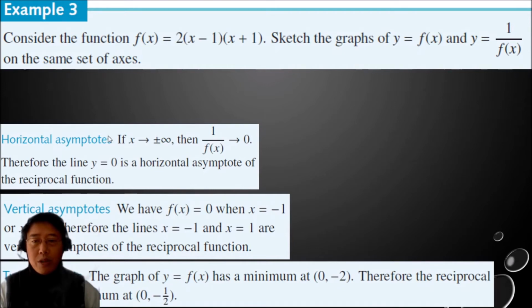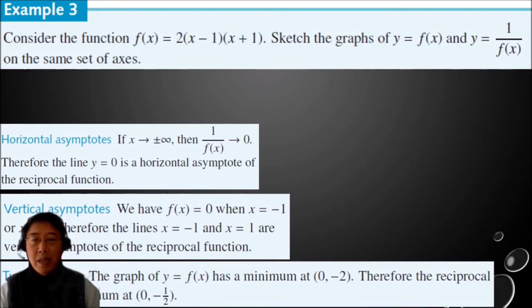Let's look at the horizontal asymptote. When x becomes very large, so when it converges towards positive infinity as a polynomial, the reciprocal function will converge towards 0, either from above or below. So what it means is the line y equals 0, which is your x-axis, is a horizontal asymptote of the reciprocal function.